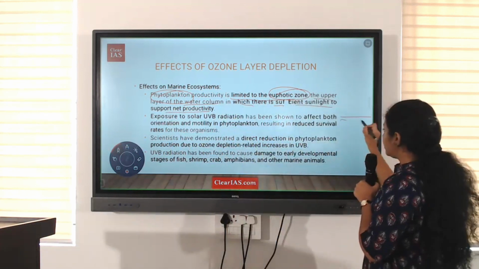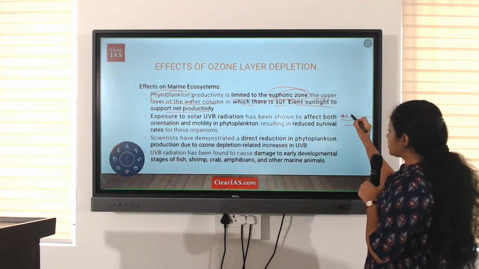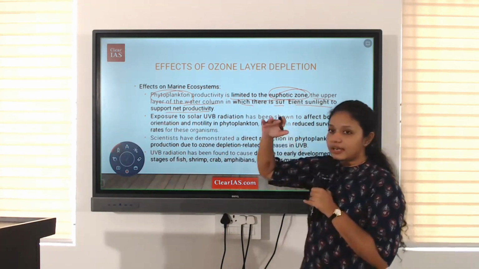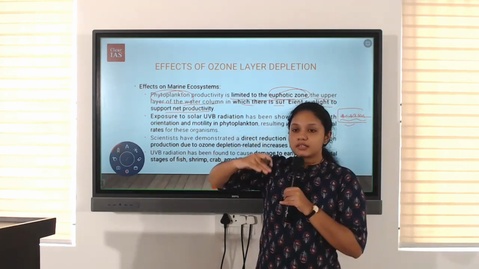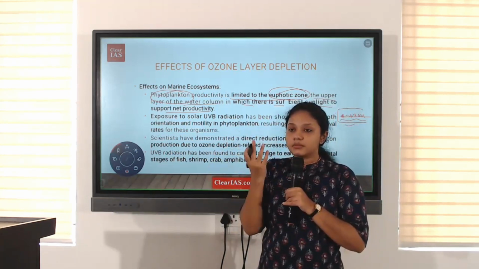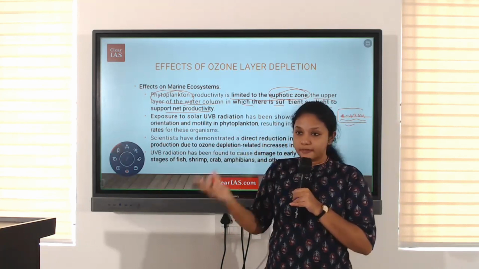See, this is water, and here phytoplanktons could be seen. So here in the upper surface only the light will be there, right? So phytoplanktons are confined to that area only, and in that area they are able to produce their food.